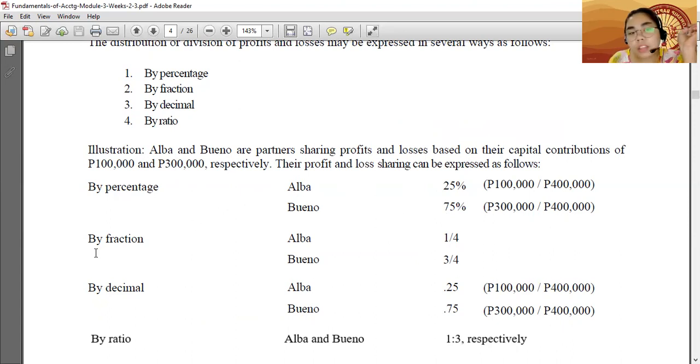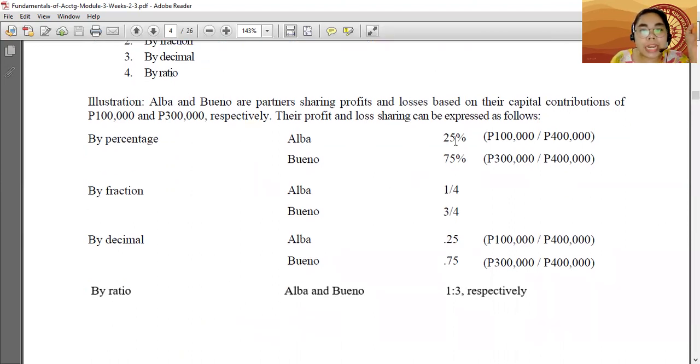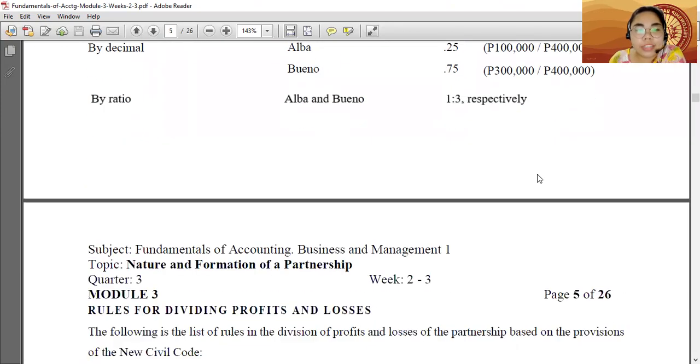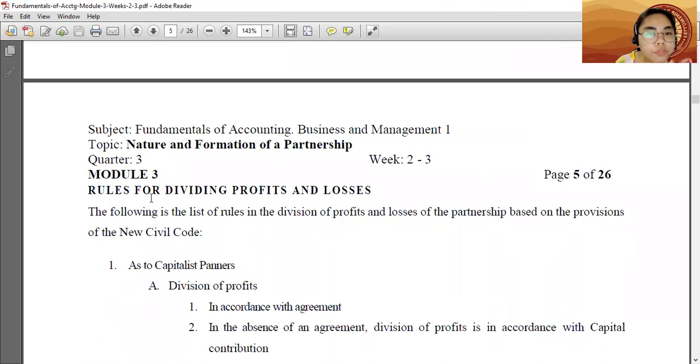Then if we want this converted to a fraction, it's also easy. 25% represents 1/4 and 75% represents 3/4. By decimal, if this is the percentage, let's just convert it into decimal. That's 0.25 for Alba and 0.75 for Ben. And by ratio, Alba and Ben, 1:3. One share for Alba and three shares for Ben. If you total this, it would equal 4, which represents the 400,000.